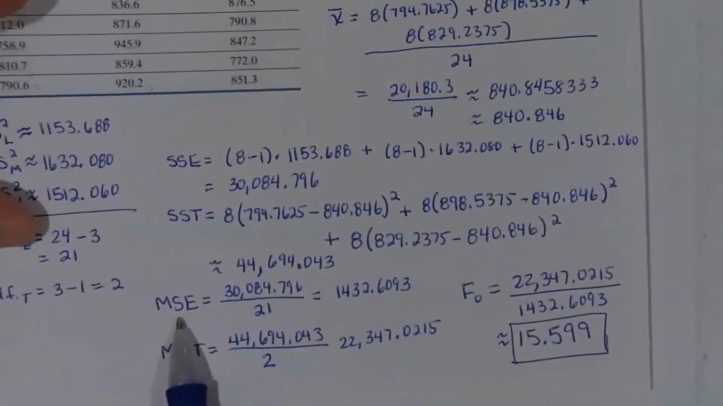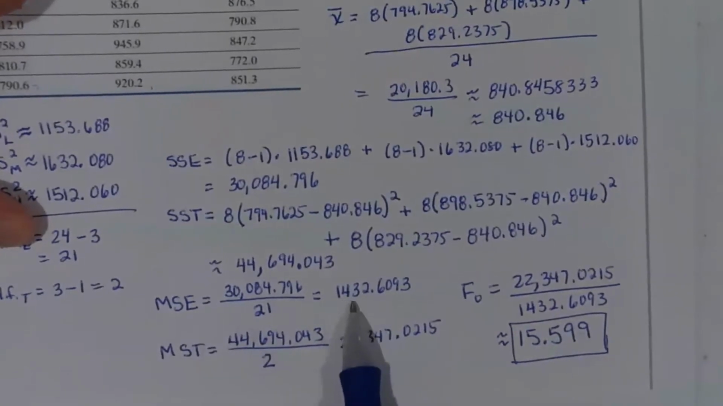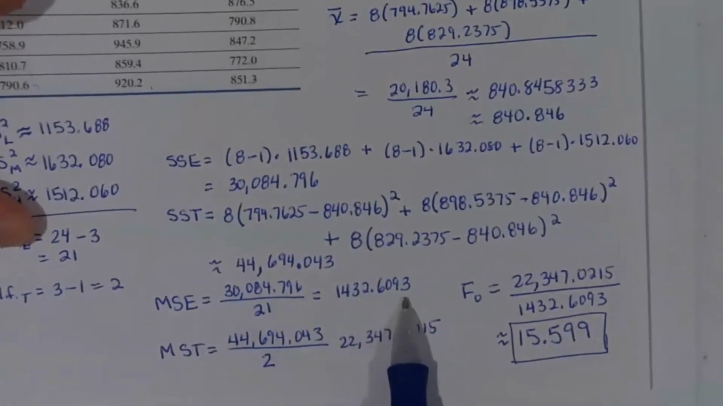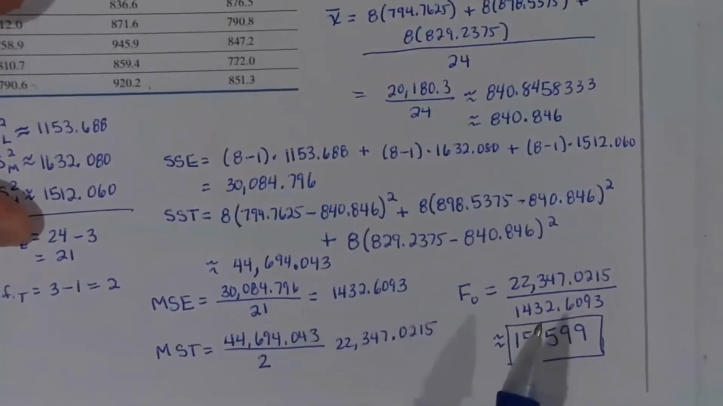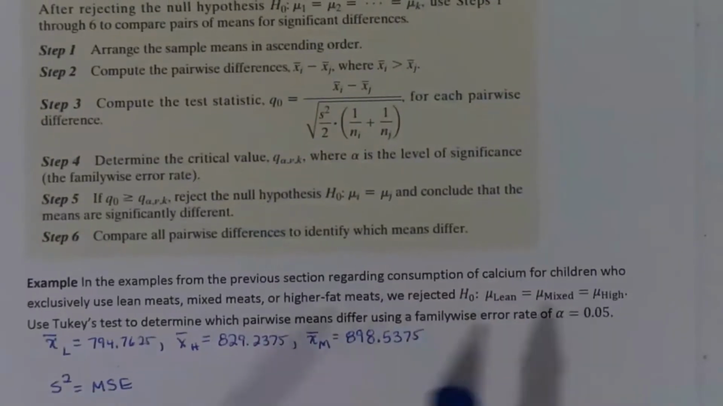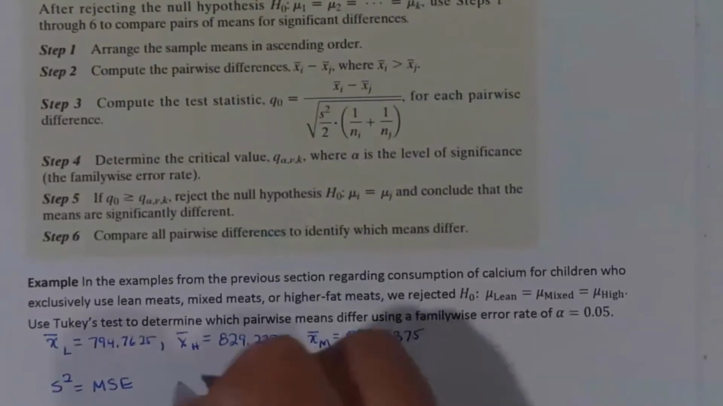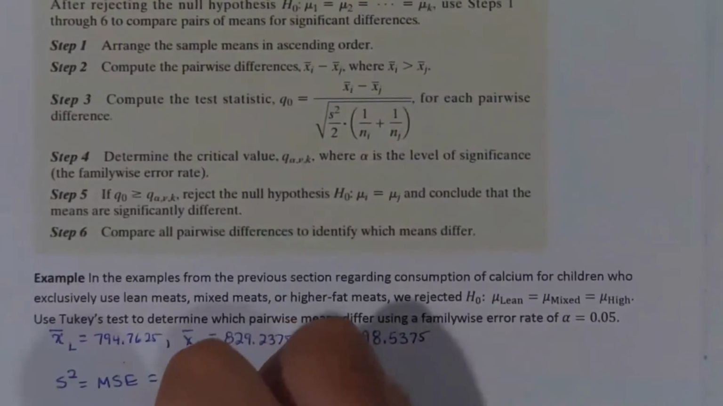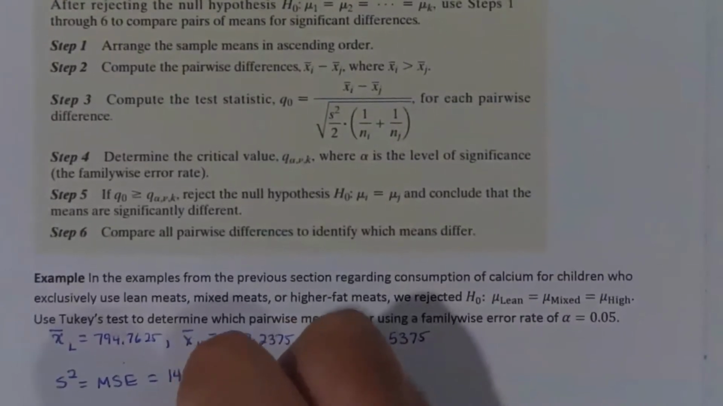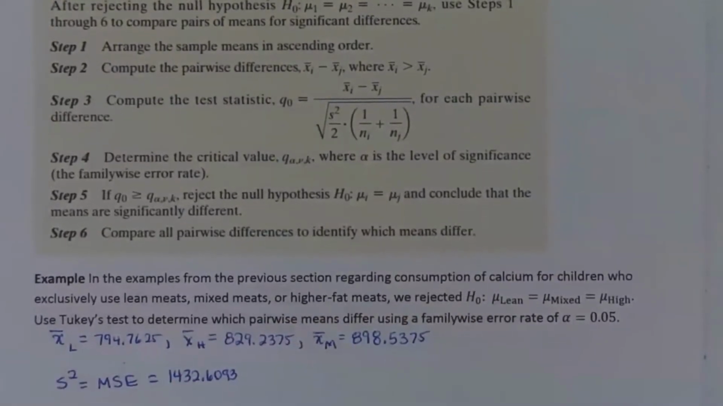The mean square due to error is equal to 1,432.6093. We calculated that when we did the ANOVA test. So that is, again, 1,432.6093. That's the mean square due to error.